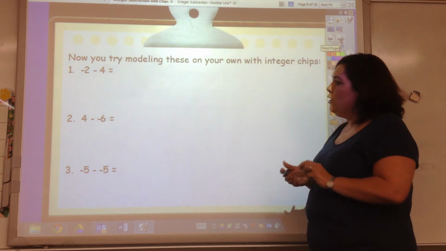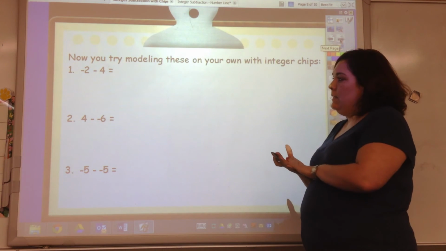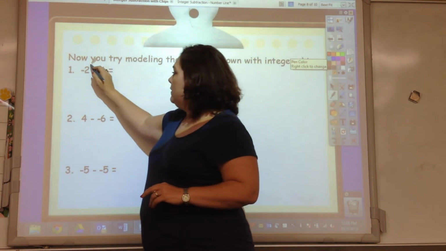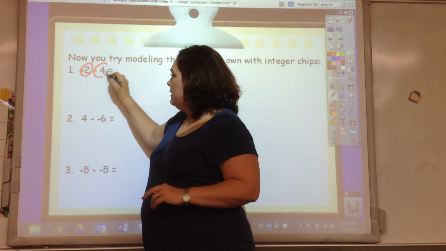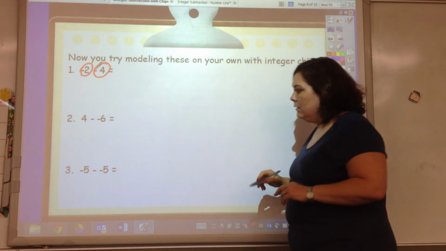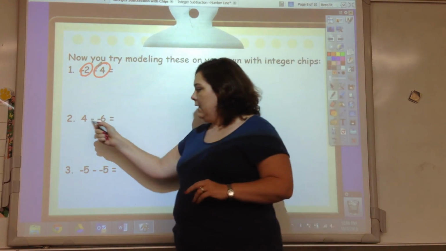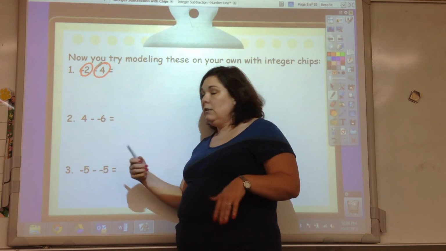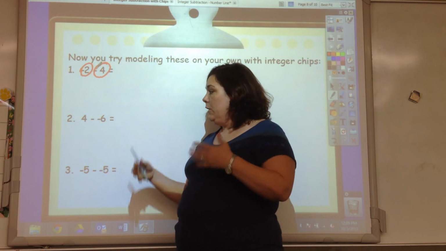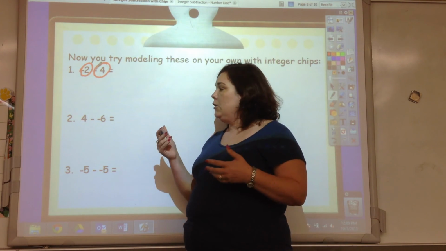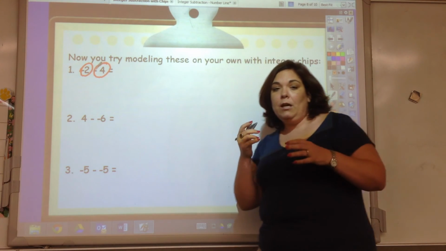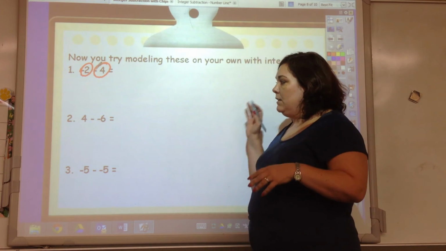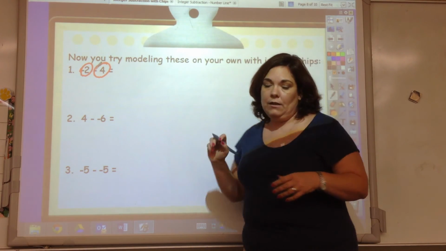So now I want you to try modeling these on your own. And let's look at what they are. So this is negative, and this is negative, and you want to model that. And this negative is going to become a positive. So look at modeling these. Do it on your paper. Just do circles with plus signs or minus signs, positive signs or negative signs, and then come back and see how you did.